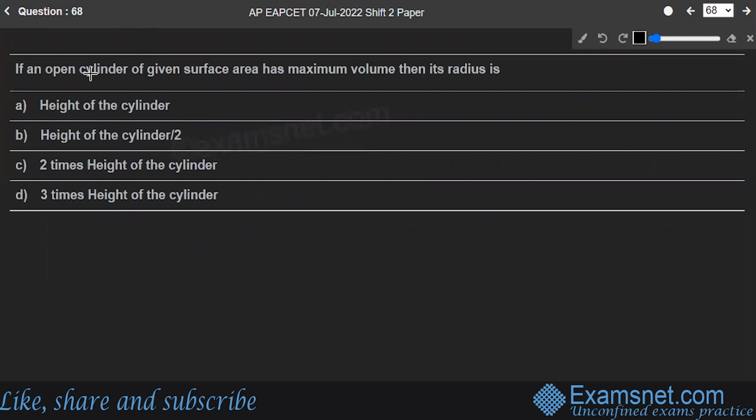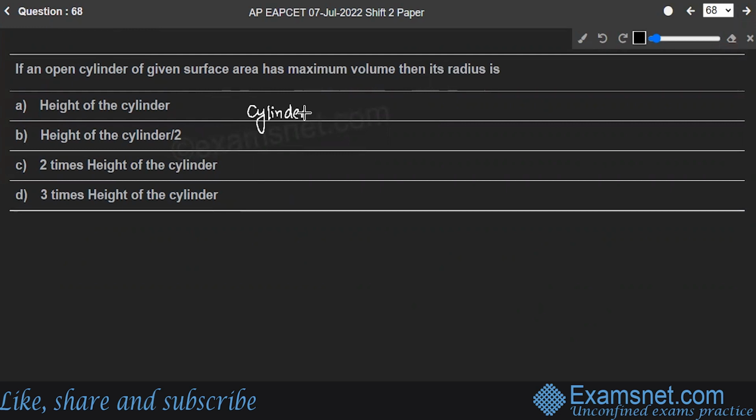If an open cylinder of given surface area has maximum volume, then its radius is: height of the cylinder, half of the height of the cylinder, 2 times height of the cylinder, or 3 times height of the cylinder. You are given one thing, the cylinder is open.